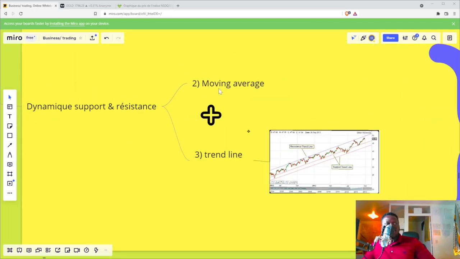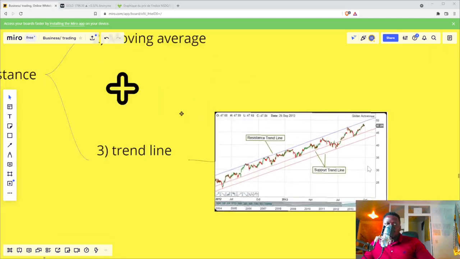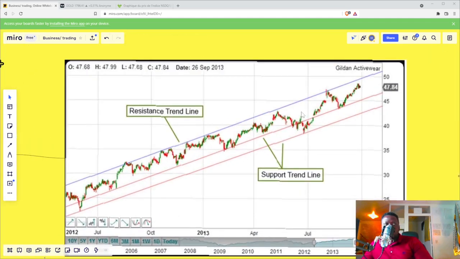All right, let's go to the next type of support and resistance. I call that one the dynamic one, the dynamic support and resistance. You can use a moving average or trend line as a support and resistance. I just want to show you this graph. This is the movement of the price. This is the trend line, an uptrend, and all the bottoms go through this blue line, and this trend line acts like a resistance for the price.